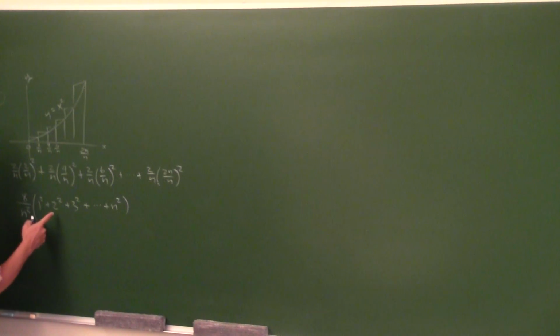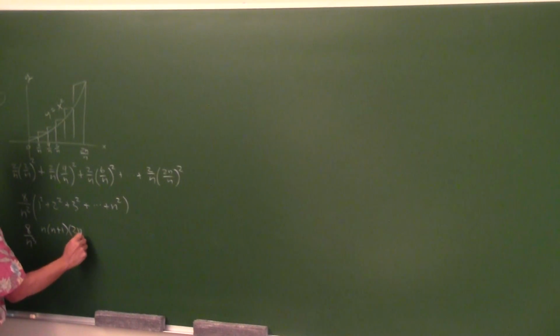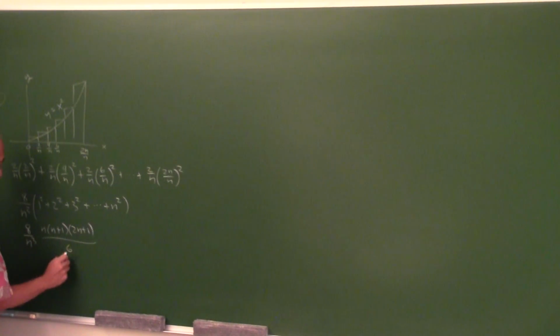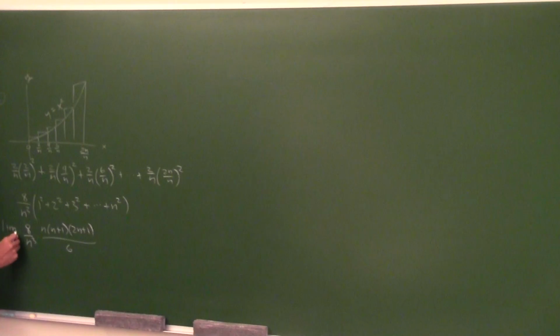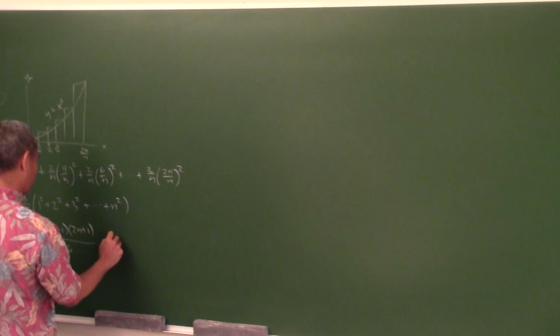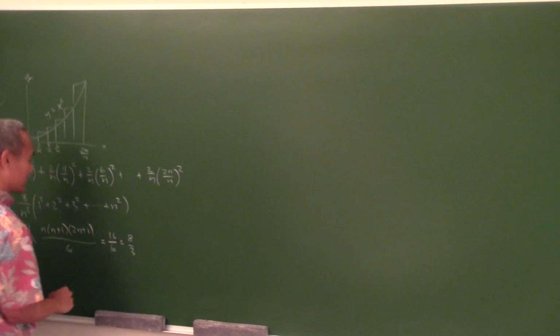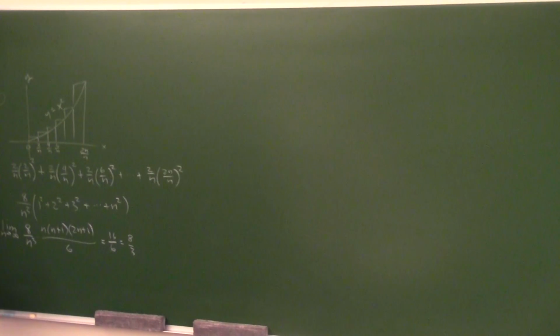That is going to be, right, we know this formula, n times n plus 1 times 2n plus 1 all over 6. And then if we take the limit as n approaches infinity, that will give us the exact area. And if the degree of the top is the same as the bottom, you look at the leading coefficient, so that's going to be 16 over 6, which is 8/3. That is the exact area.